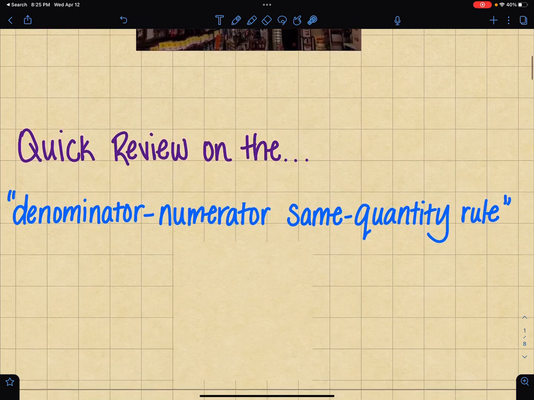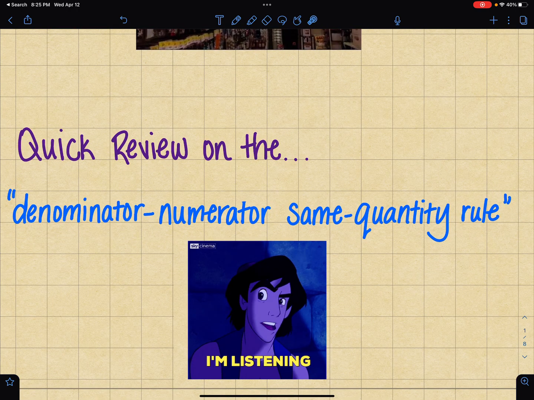All right, let's jump in. We're gonna do a quick review on the favorite rule that I like to say. So this is the denominator, numerator, same quantity rule. Say that 5 times fast. Okay, pause it right now. Say denominator, numerator, same quantity rule. I did it without even stuttering at all. It was awesome, and it's fun to say.